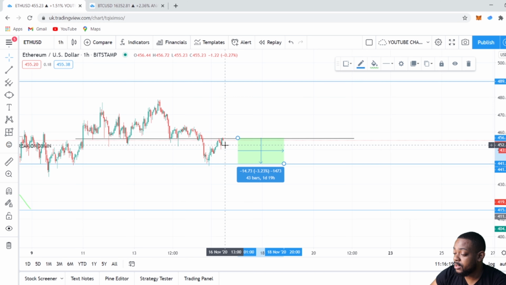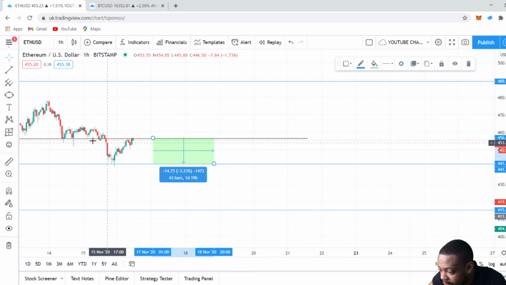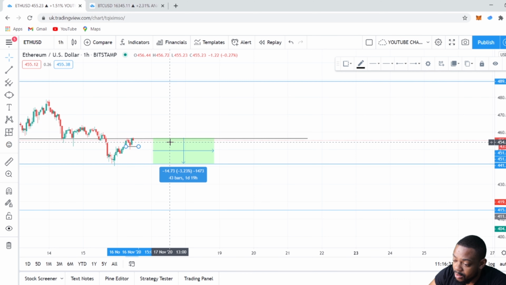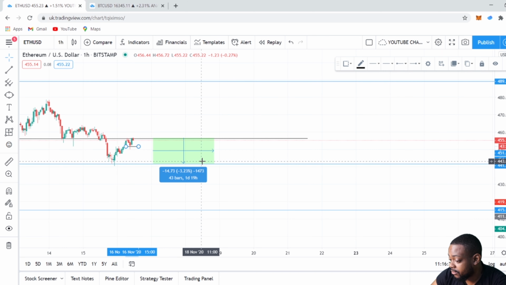So wait to see what's going to happen. If it breaks this small little support line right here, then I'll say this is a double confirmation. However, you can start selling from now. I could start selling from now, the IFUSD coming down to levels of get out at $443. I could sell from 455 to 443, sorry, and that's good profits right there.